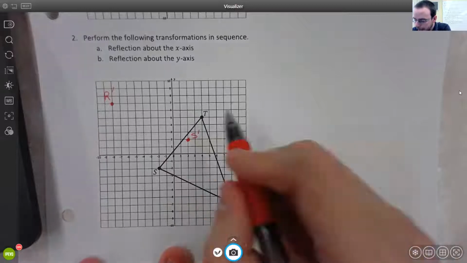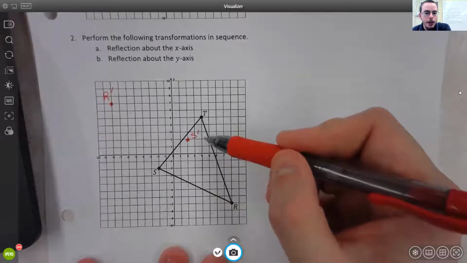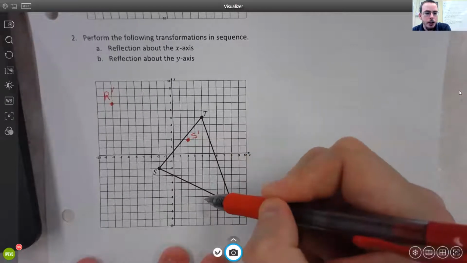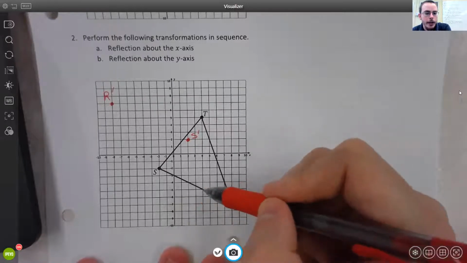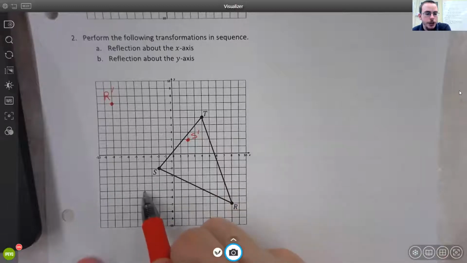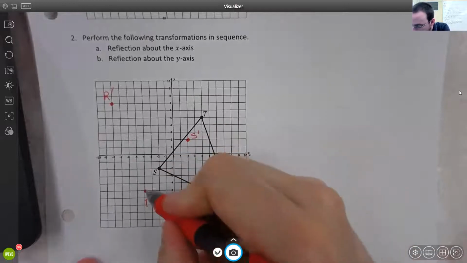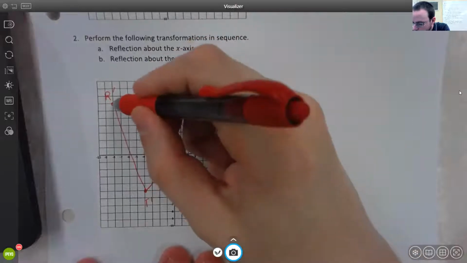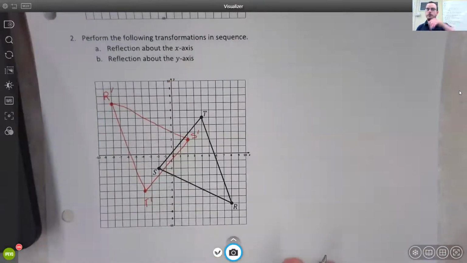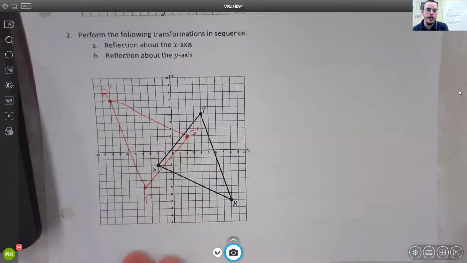And then finally T is 5 above the x-axis, so it needs to be 5 below the x-axis. And then it's 4 to the right of the y-axis, so it needs to be 4 to the left once you do both of them. And then that gives you T prime there, connect. And this is your reflection, or your transformation done with both reflections simultaneously. So this would be your final answer.